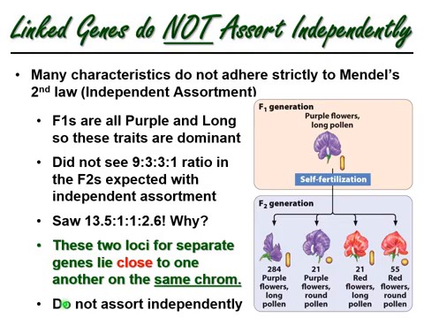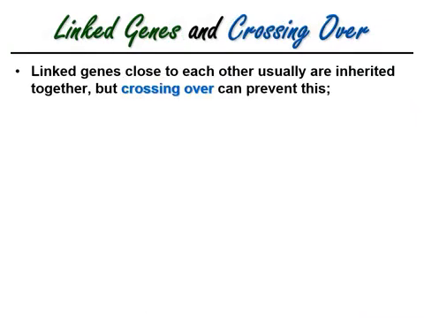And so the take home here is that linked genes do not assort independently, which is what it says up here. So if linked genes do not assort independently, then linked genes close to one another are going to usually be inherited together. The only thing that can really separate them is going to be crossing over. Crossing over is the antidote to linkage. Not that there's anything wrong with linkage. Crossing over is the way to undo linkage, the way to prevent linkage from occurring.